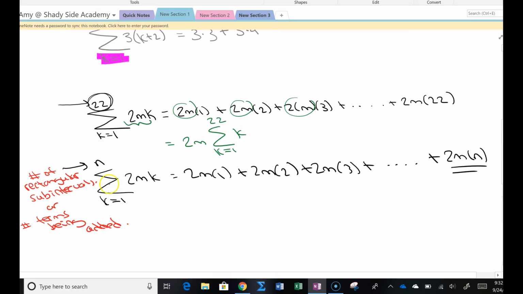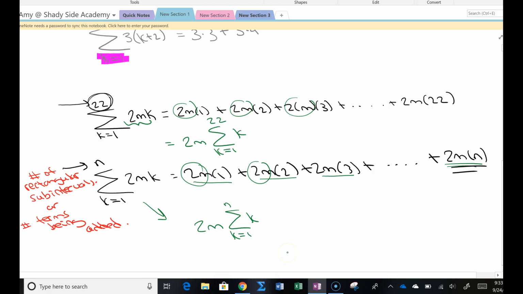Now, the same thing is true here, because look, from k equals 1 to n, do you see the terms? 2m times 1, 2m times 2, 2m times 3, 2m times n. Again, the 2m can be factored out. So here I could factor the 2m out.